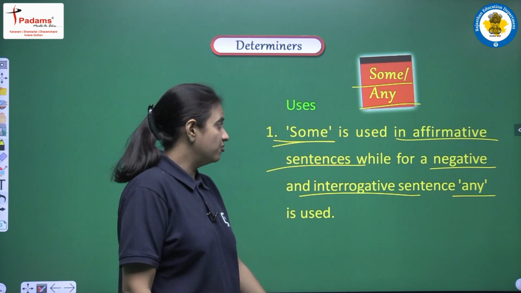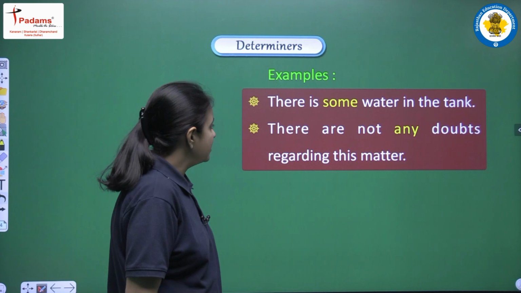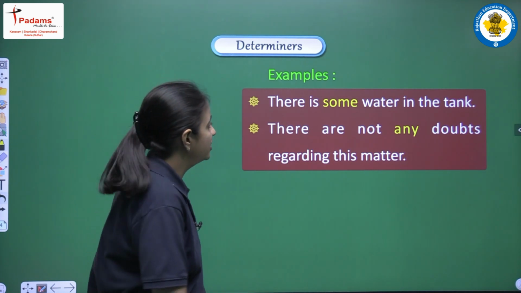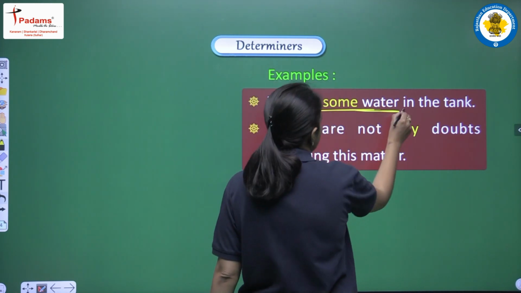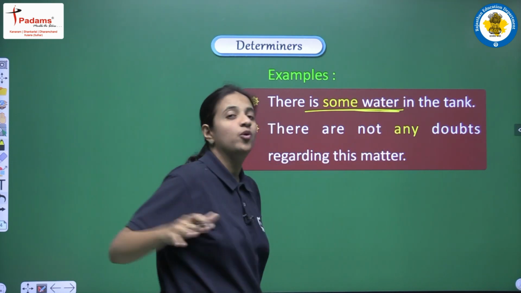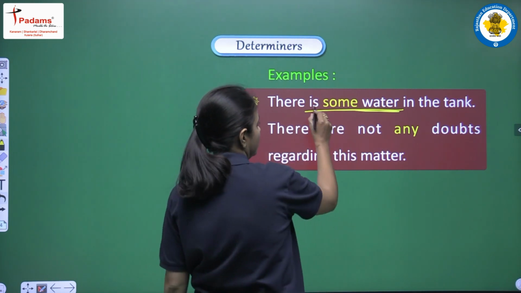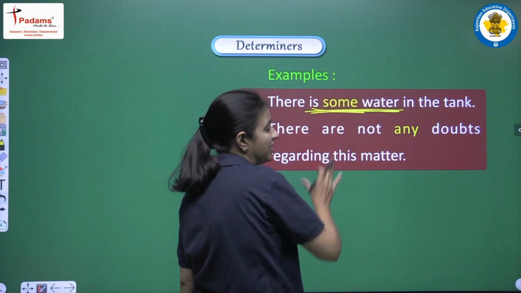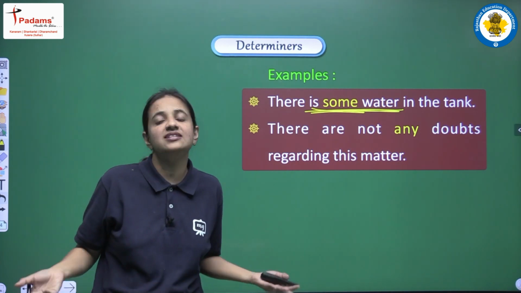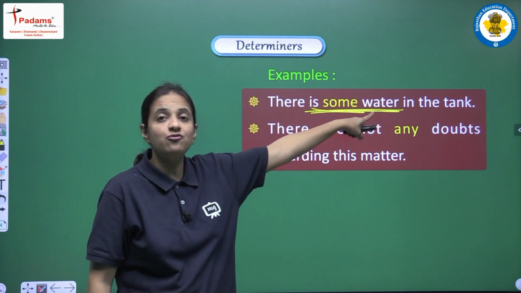Clear? So now let's see some examples of this. The first sentence we have here is: there is some water in the tank. Here water is a noun, and we have to determine this noun, that is water. We have a positive sentence, and the sentence is: there is water in the tank. Suppose we have one blank; in that blank we have to write some. Why? Because it is a positive, affirmative sentence. So here we have to use some to determine water.